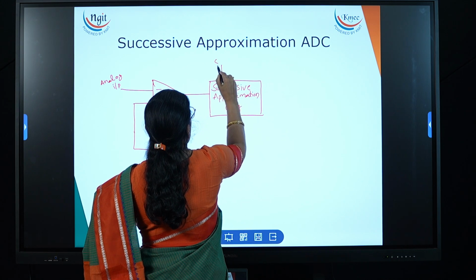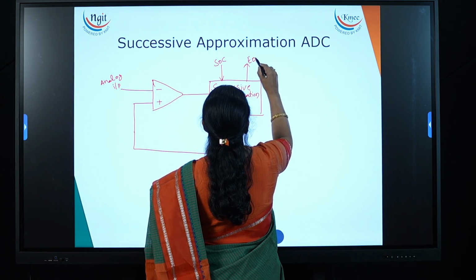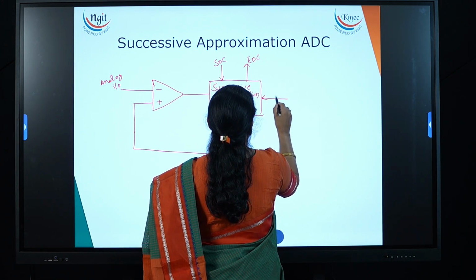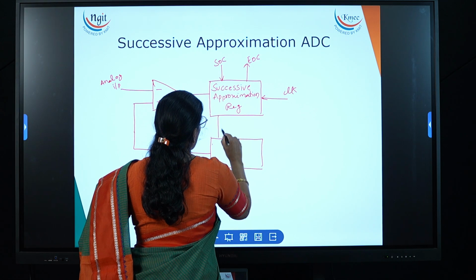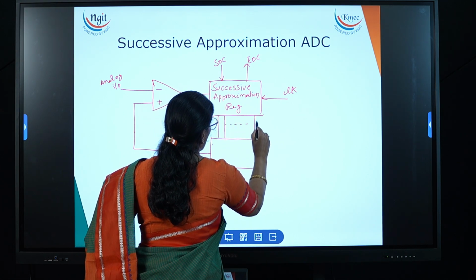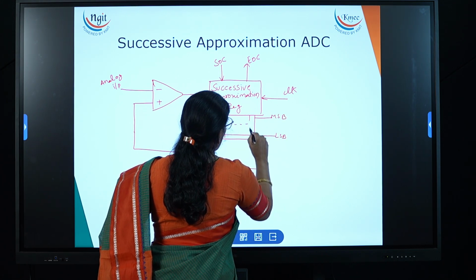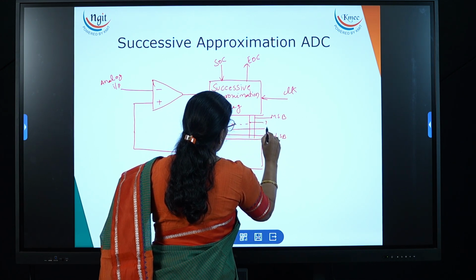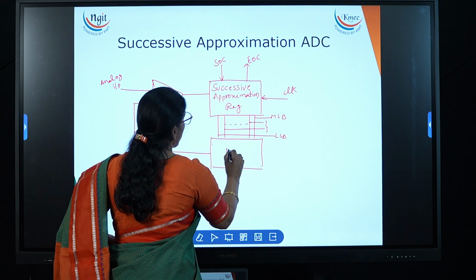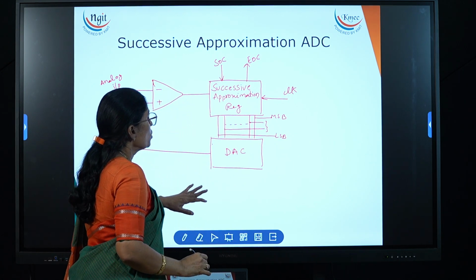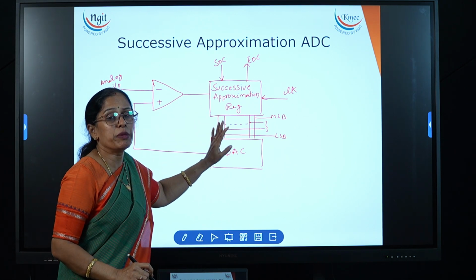Now it is having the start of conversion and end of conversion and the clock signal, and it is having some digital outputs. So here it is the MSB bit and this is the LSB bit. In between we have digital outputs. Okay, now here these digital signals are given to the DAC, digital to analog converter. So whatever the analog signal we are giving, that is approximated by the n bit digital signal.